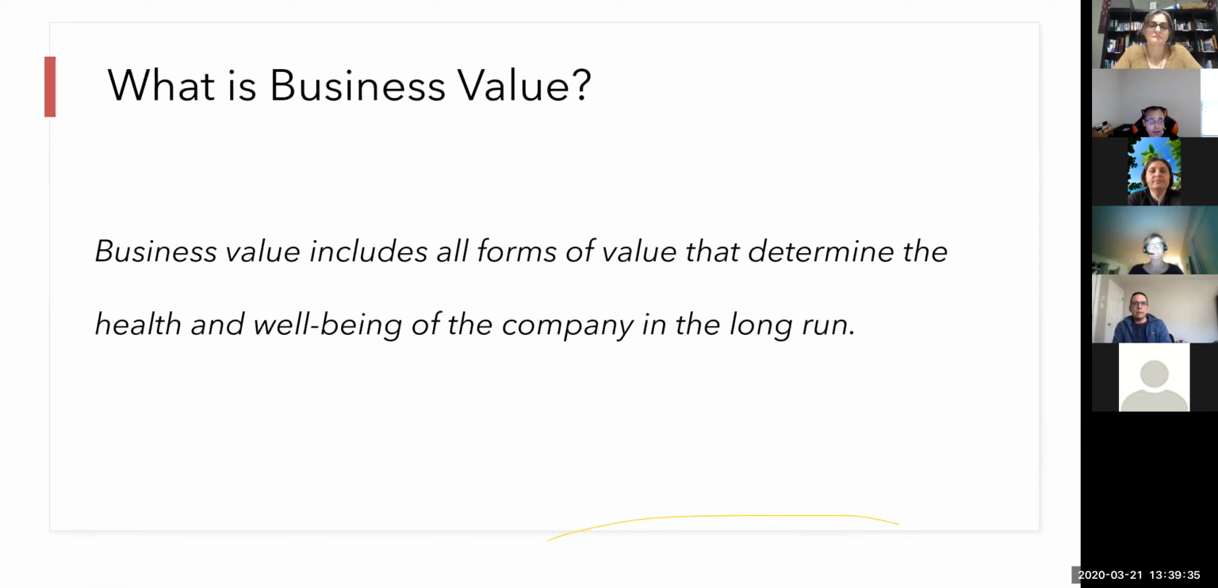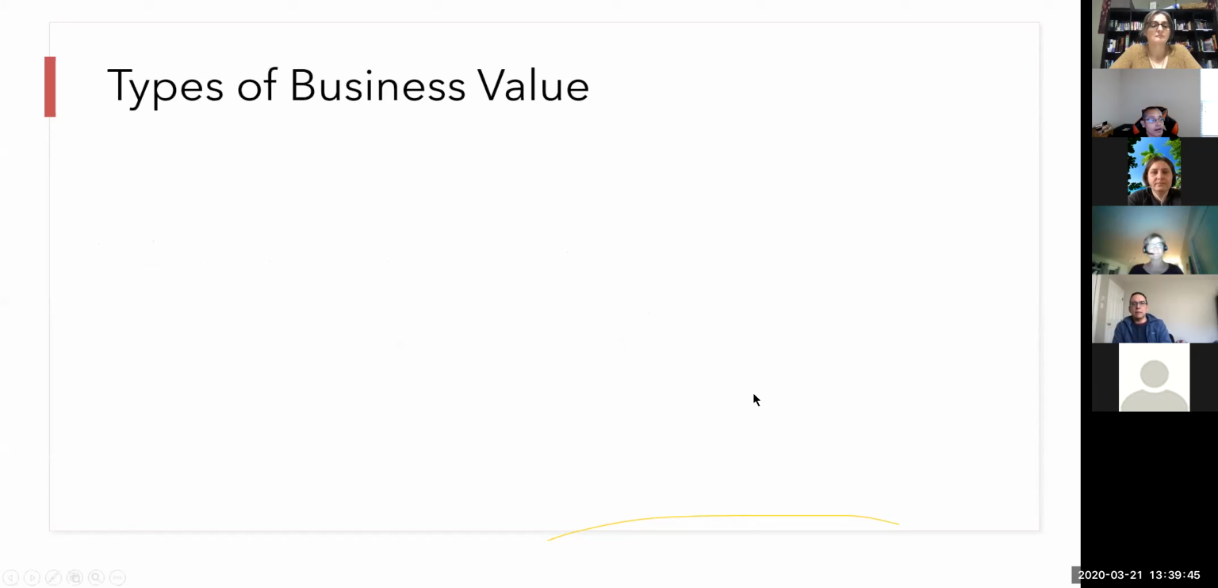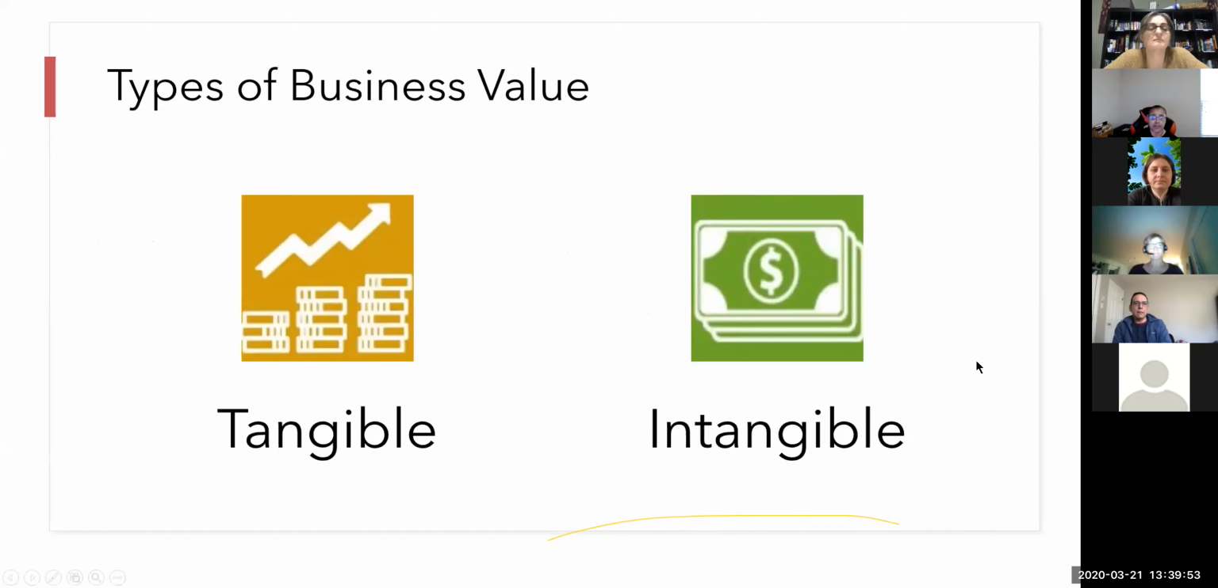One thing that I do try to help bring this home with some of my product owners is to talk a little bit about what types of business value there are. And many of us don't really realize that there are 2 actual types of business value. There's tangible and intangible business value. Can anybody give me some examples of tangible and intangible business value?